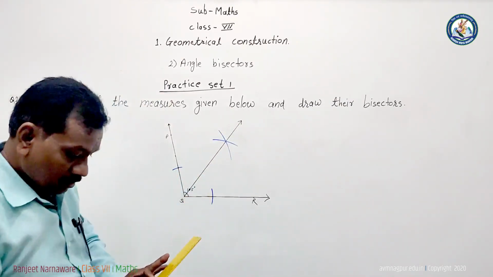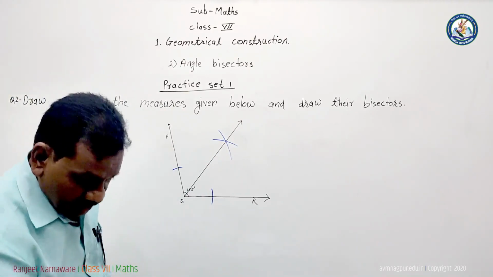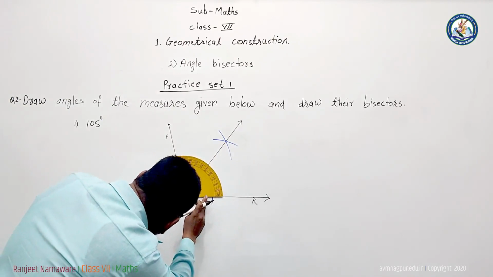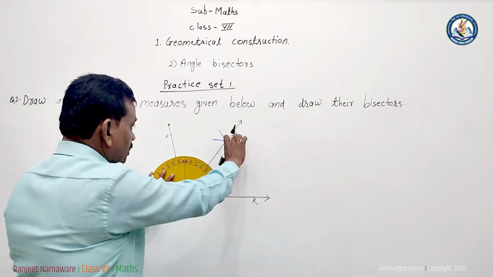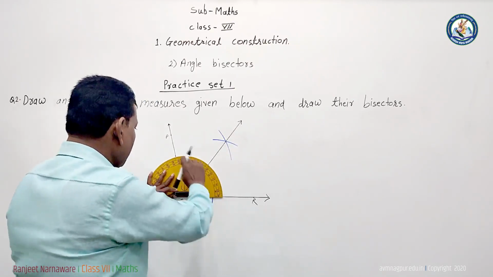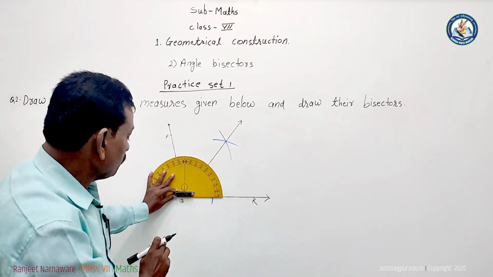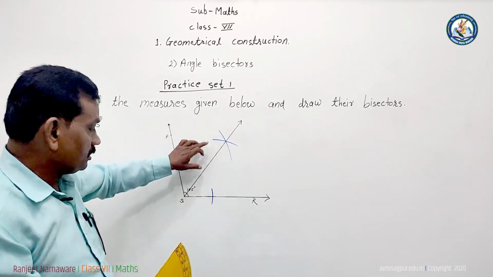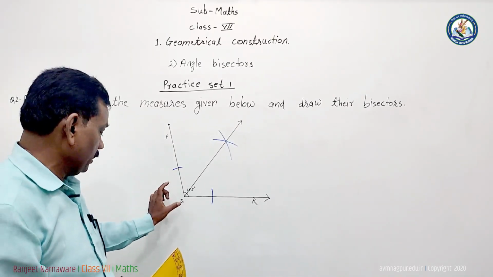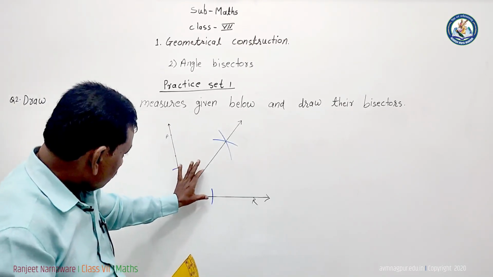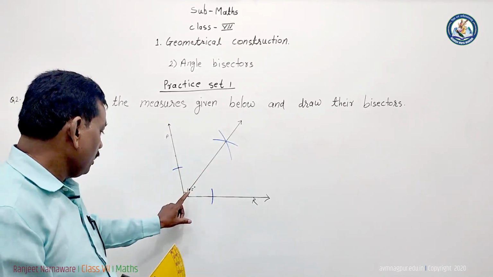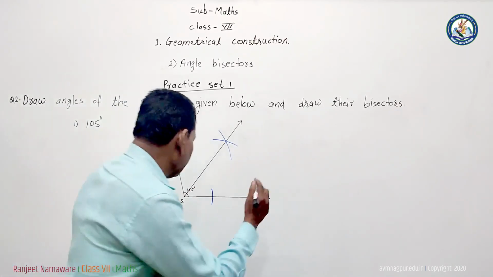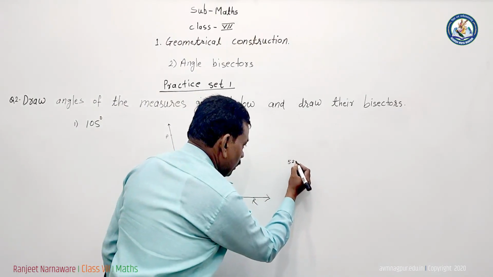To verify it, the measure of this angle and the measure of this angle must be equal. Means the angle bisector divides the given angle into two equal parts. Means the measure of this angle must be half of this angle. Half of 105 is approximately 52 point five.